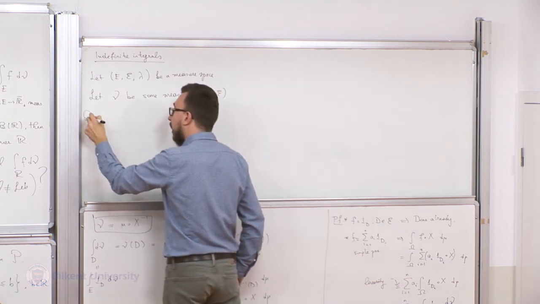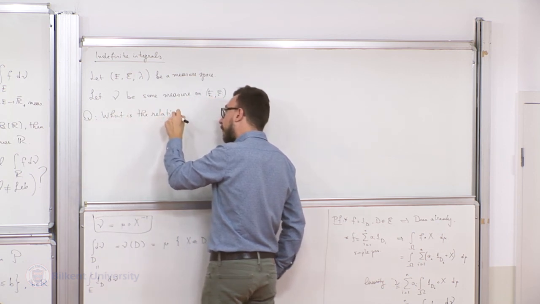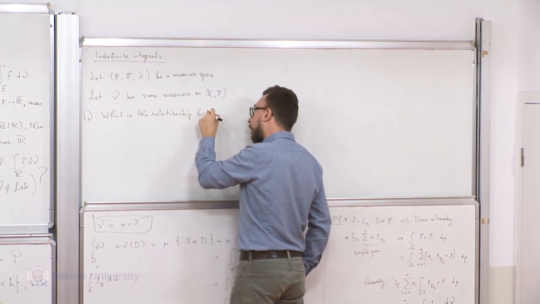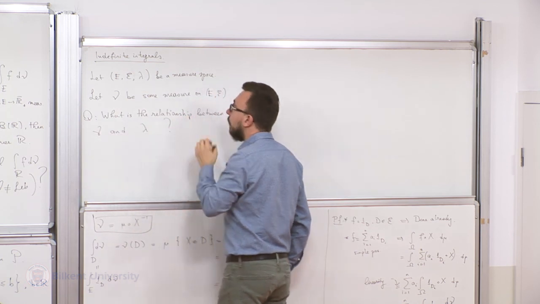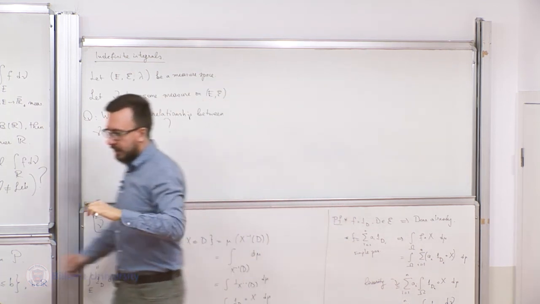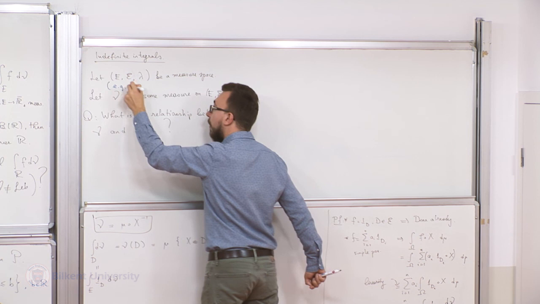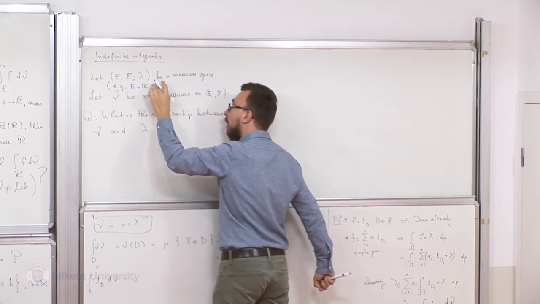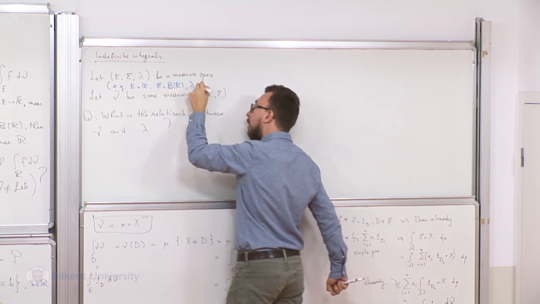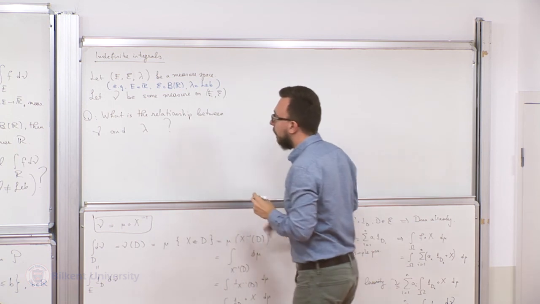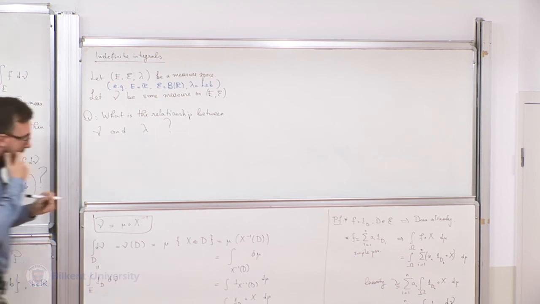So the question is, what is the relationship between nu and lambda? Let me write as an example, just in your mind, always consider lambda as the Lebesgue measure. Okay? So it's a standard measure. Okay? So here's a lemma.